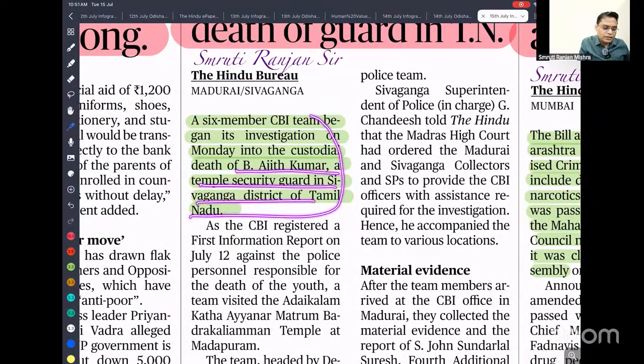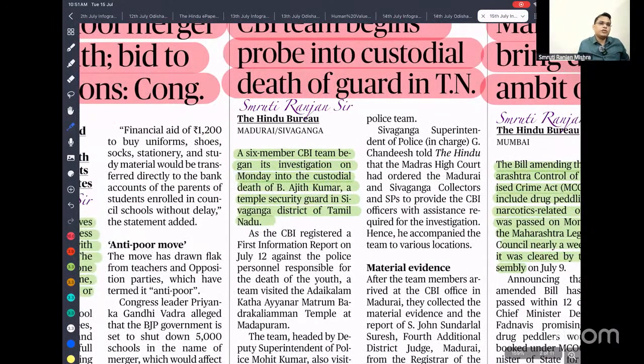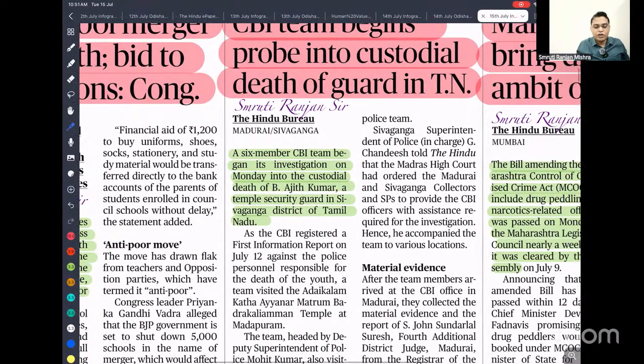So after that, the case is transferred from the state government CID to CBI for investigation, because we know that we need to take very strict action in case of any death in police custody, because recently we have seen so many cases of custodial death. So if we are not going to take any strict action, that might not create a proper deterrent.